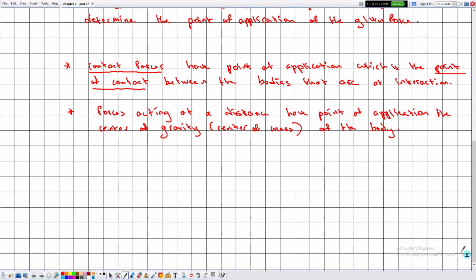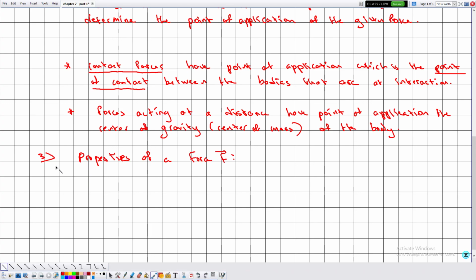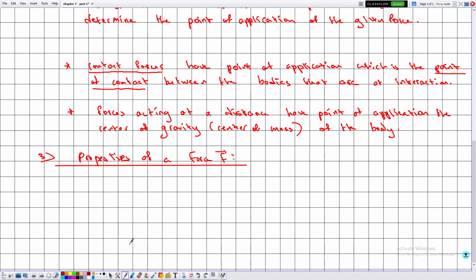And now let's discuss the properties of a force. The properties are given by the acronym PLDM, and they are the point of application, line of action, direction, and the magnitude. Okay.